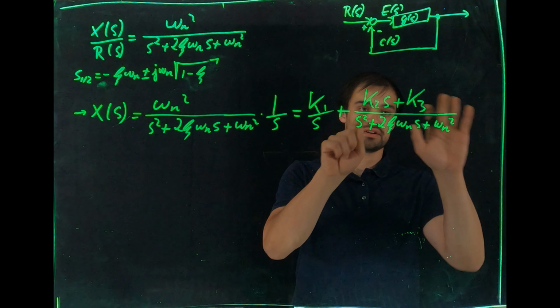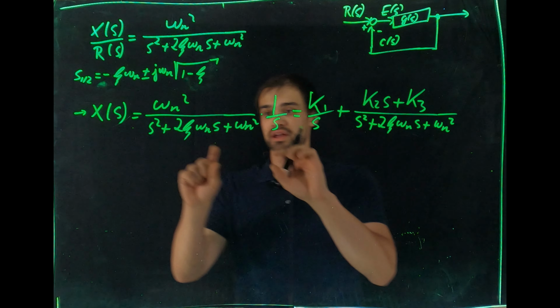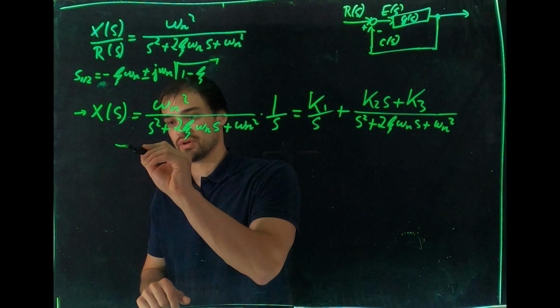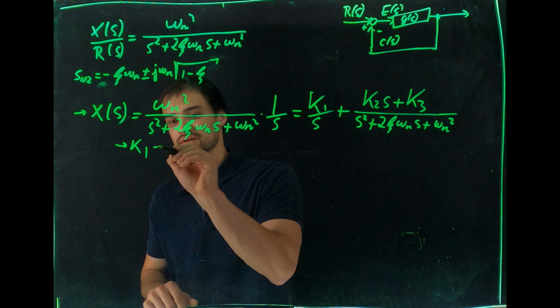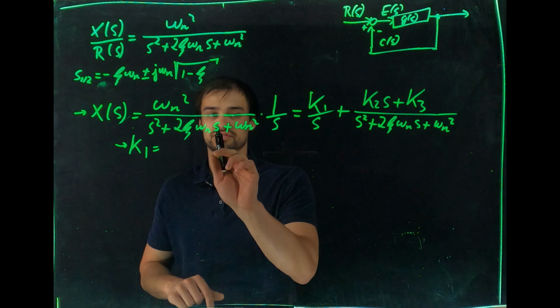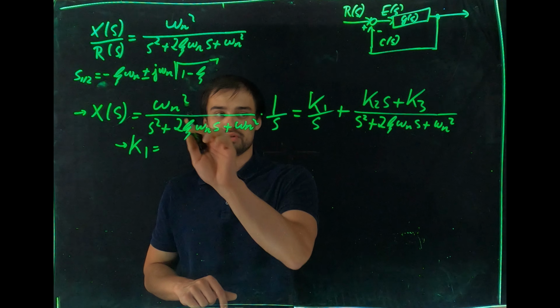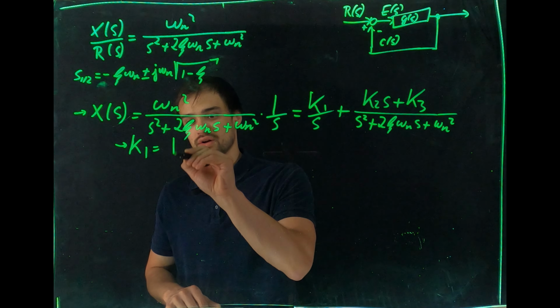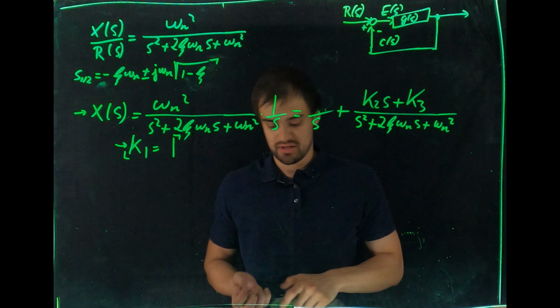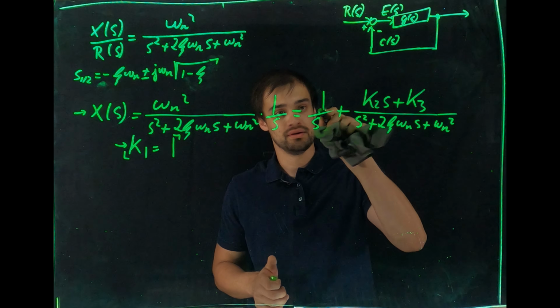I plug it in, this whole term vanishes, and in this term I just have to plug in to solve for k1. So we can see that k1 is equal to, let's see, 0 plugged in here, 0 plugged in here, omega_n squared over omega_n squared. That makes k1 equal to 1. Now, we found one variable. I'm making this a 1.